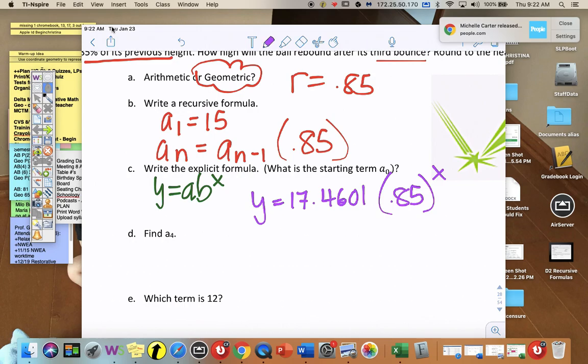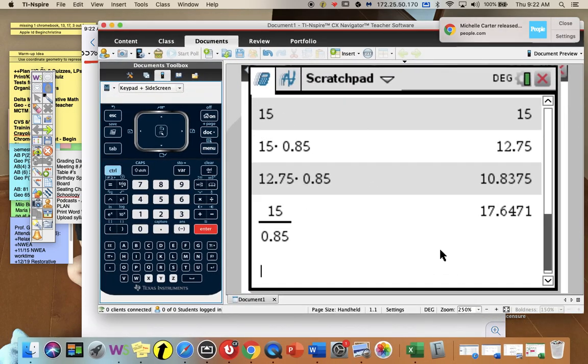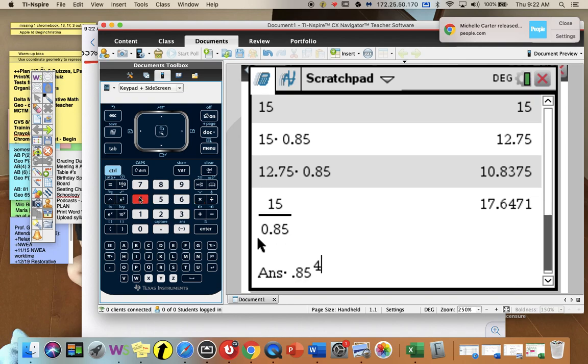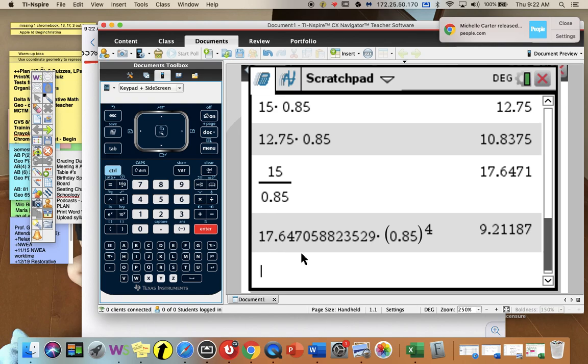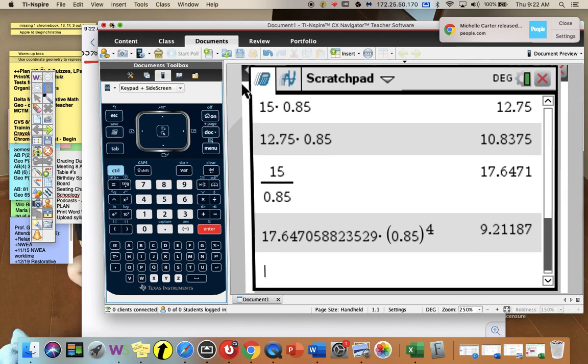So to find the fourth term, we would just type in, or you can program your calculator to do it. Either way is fine. All right, so I'm going to take that times 0.85 to the fourth power. Okay, so by the fourth rebound, it has a height of about 9.21.